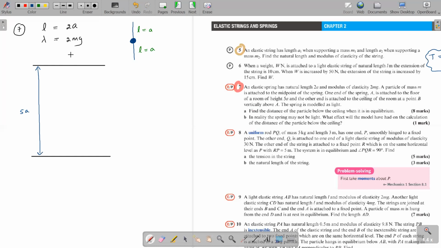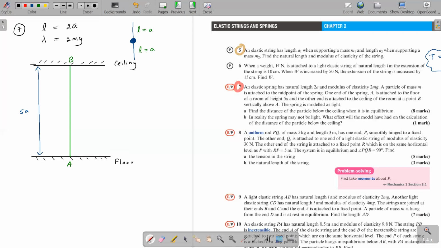So what are we doing? One end of the spring, capital A, is attached to the floor, so at the floor we have point A. You can draw your spring, I'm drawing it in green. At the top you have B, where the spring is attached to the ceiling. This is the floor and this is the ceiling, and the height difference is 5a.